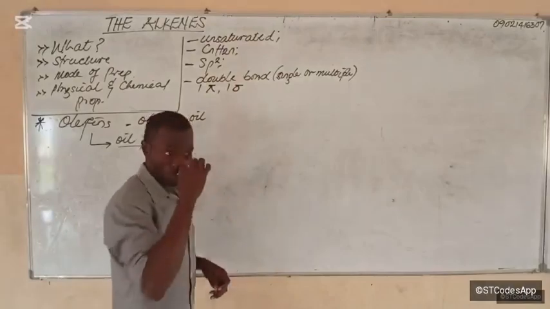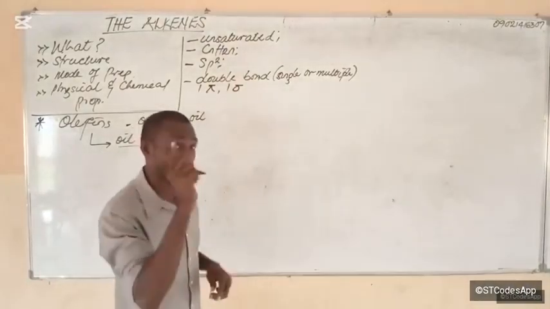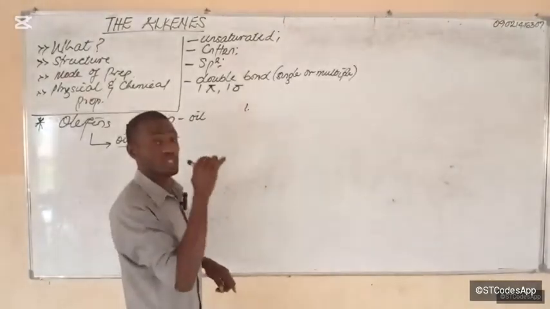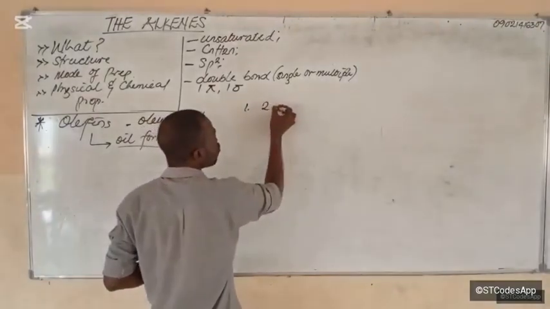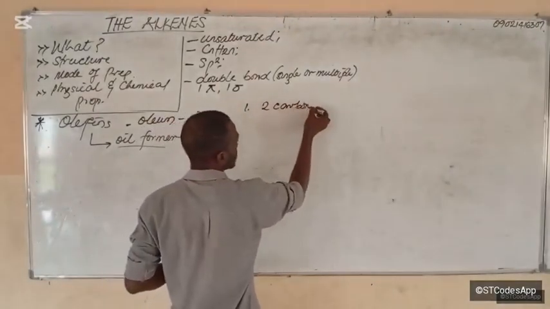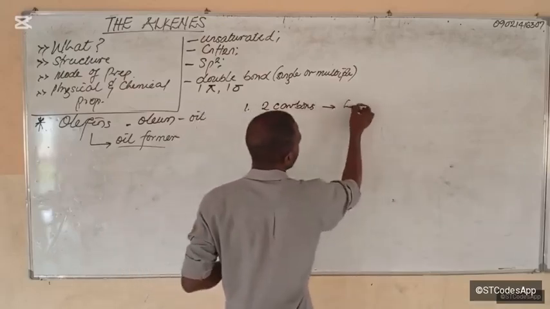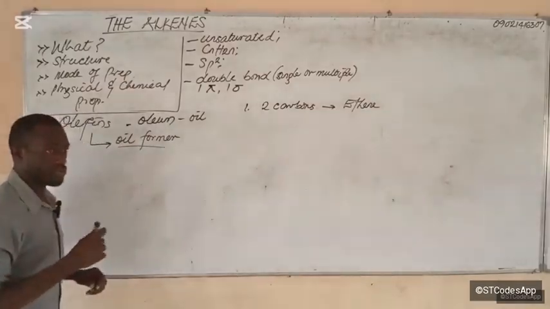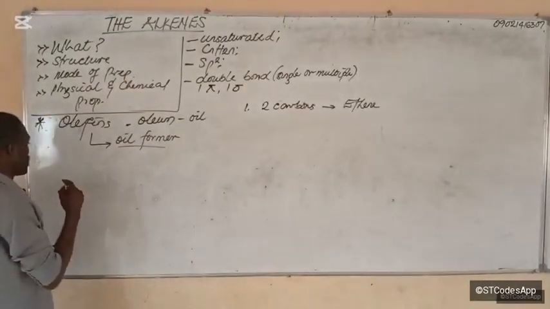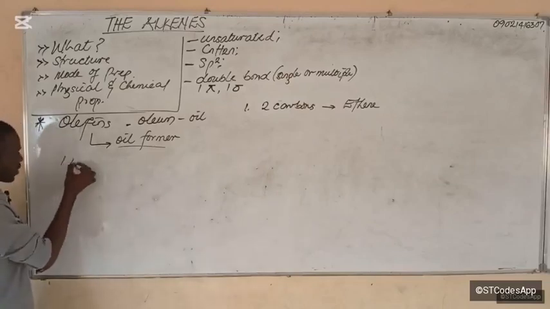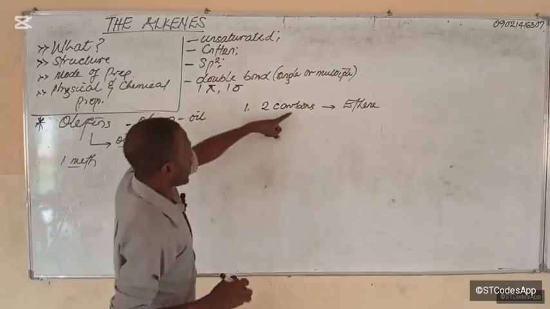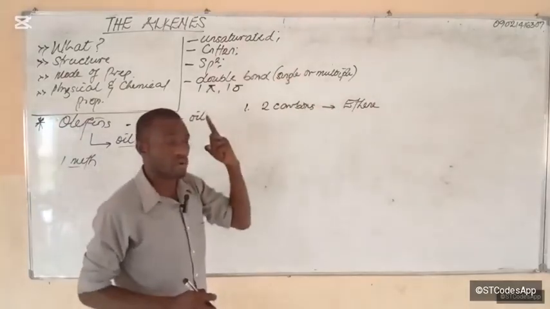So it means that there is no alkene that has a single carbon. The lowest number of carbons that an alkene can have, which is the first member, is going to be 2 carbons. And since it is 2 carbons, the name is ethene. It still follows the prefixes that we used in alkanes. When it is 1 carbon, remember we used meth, and I said here that we cannot have a single carbon for an alkene.